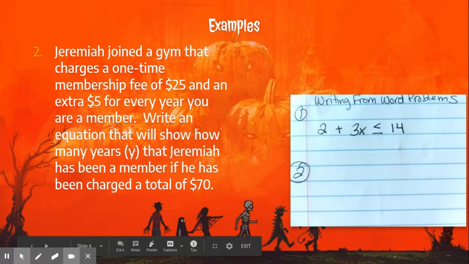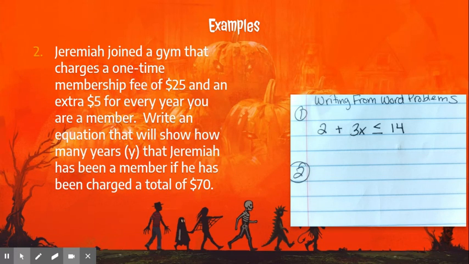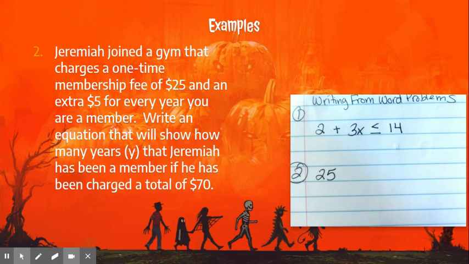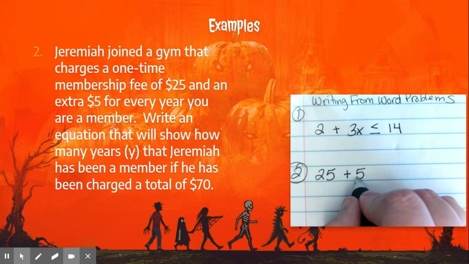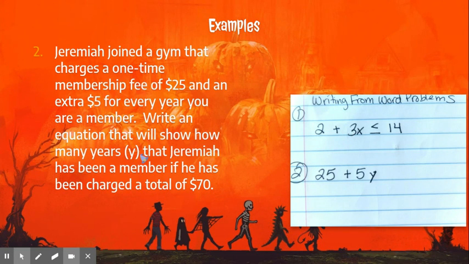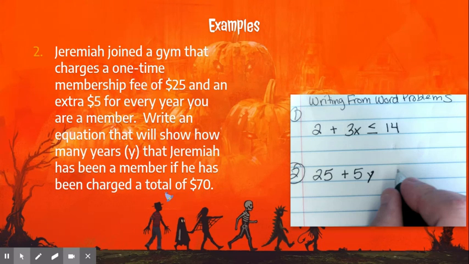Jeremiah joined a gym that charges a one-time membership fee of $25. So if you see something like that, one-time, initial, it's always going to be the number that's all by itself, 25. And then an extra $5 for every year you're a member. So we're going to add on $5 for every year. This says Y, for every year you are a member. Write an equation that will show how many years Jeremiah has been a member if he has been charged a total of $70. So that's his total, so it's going to be equal to 70.